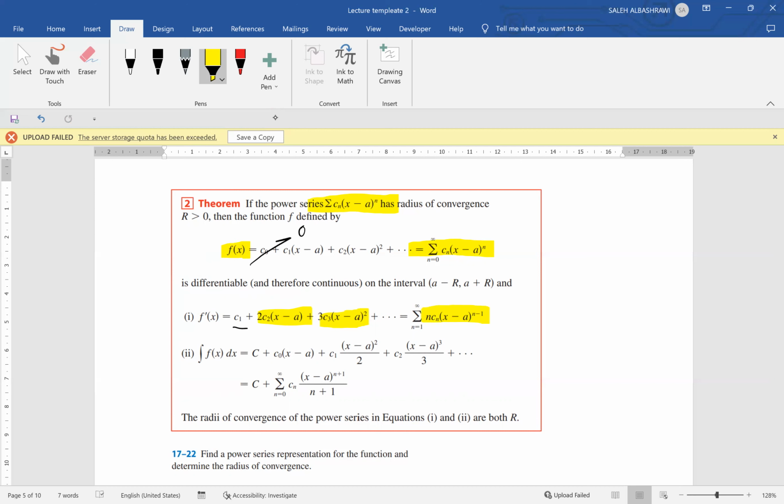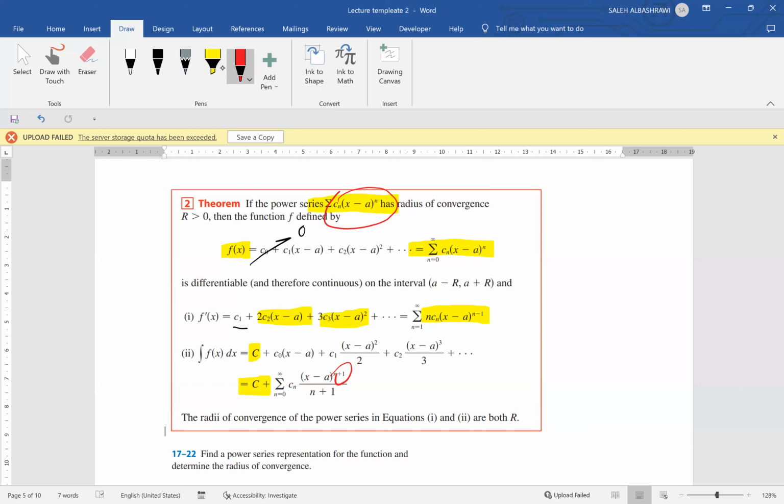Also, it is integrable. So the integral of f of x dx equals C, because this is an indefinite integral, so we have to have this constant C. Then we integrate the terms of the function one by one. So we have C plus sigma, and for the integration of (x minus a)^n, we just apply the general rule for integration: that will be (x minus a)^(n plus 1), adding 1 to the power and dividing by the new power n plus 1.